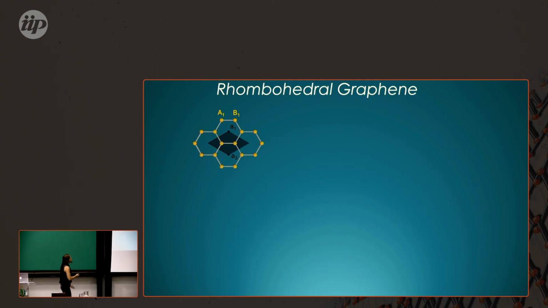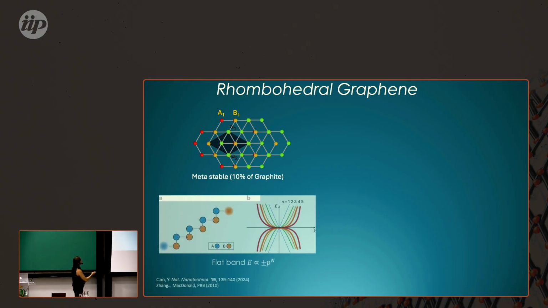So rhombohedral graphene, maybe I don't need to introduce. The natural stacking of graphite is ABA, but 10% grows as rhombohedral, where every layer is shifted by a third of a unit cell with respect to the other layer. When this is created, it can stay for a long time, especially if you isolate the pure ABC region, as a metastable state.